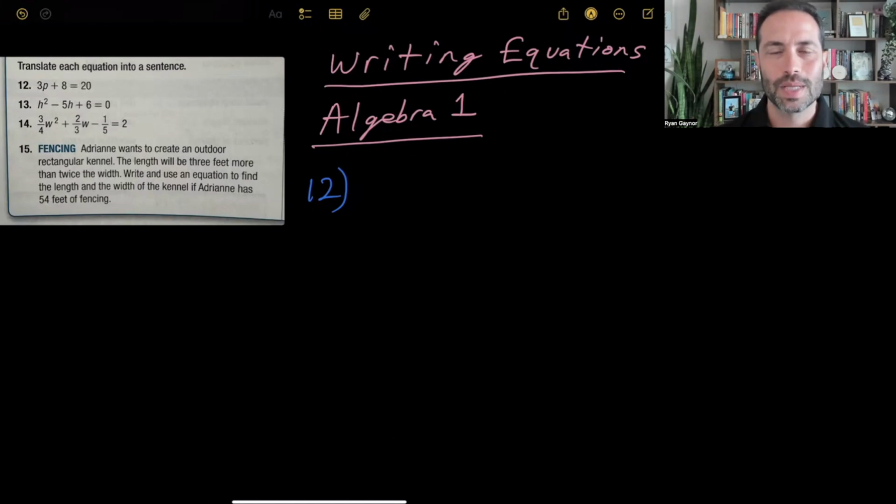Hi, everyone. Today is part two of writing equations for Algebra 1. This time, we are going from the actual equation back into an English statement. So let's check it out.